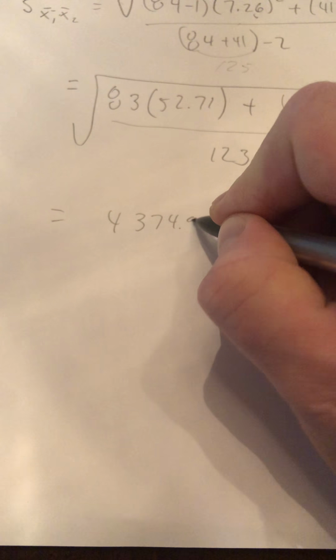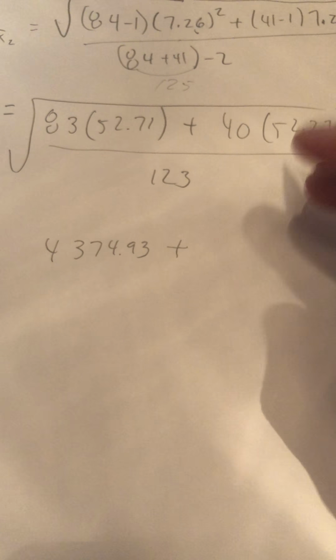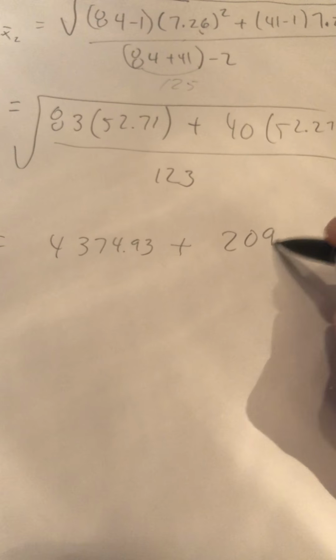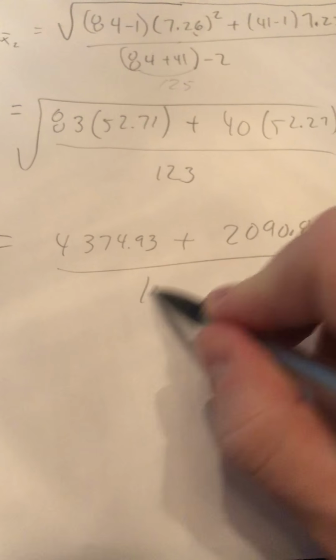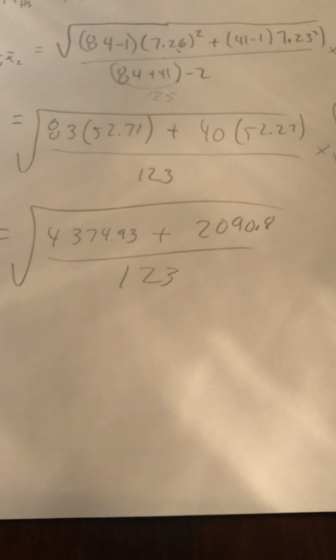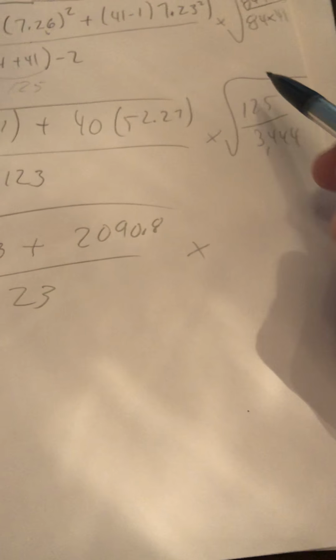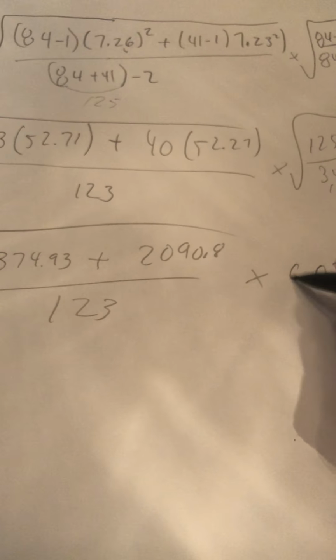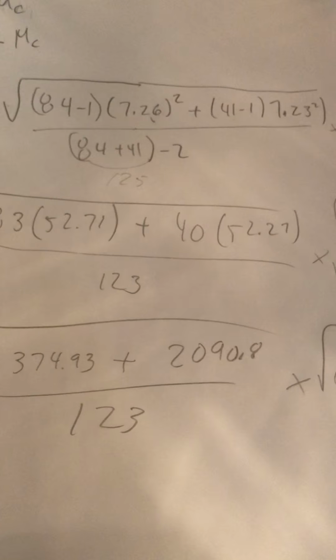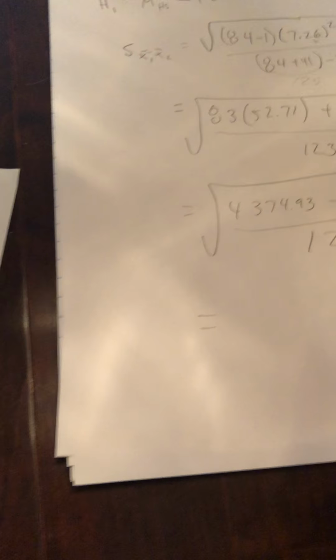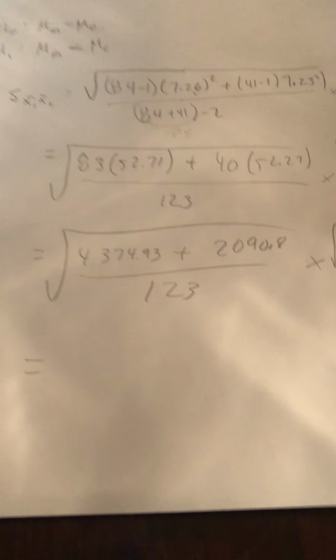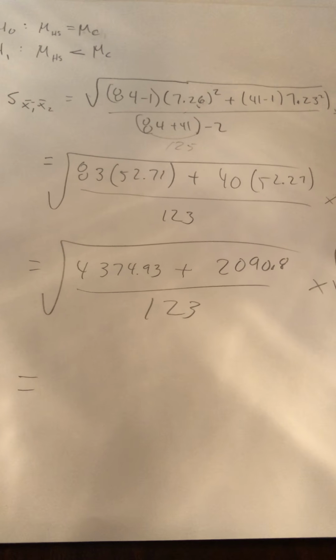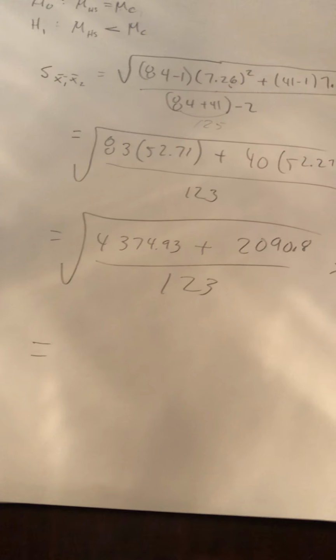83 times 52.71 is going to be 4,374.93, plus 40 times 52.27 is going to be 2,090.8, divided by 123, square root, multiplied by 125 divided by 3,444, which is going to be 0.036, square root. See what I mean? Mathematically, this isn't hard, but just stay organized. The easiest thing to forget is to take one of the square roots. Just be really cautious and make sure you're writing the stuff down. Okay.